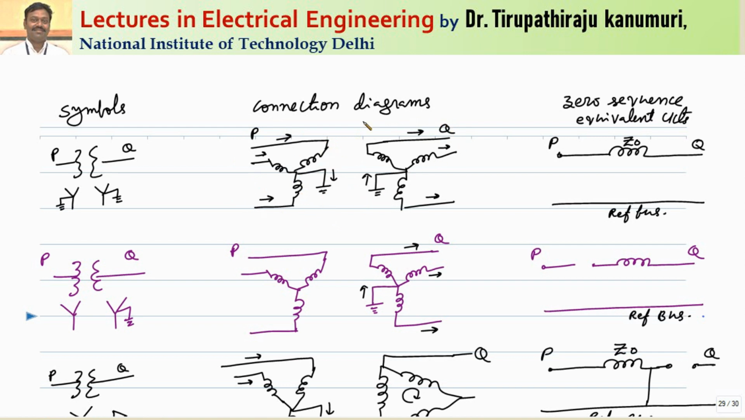Otherwise, whatever is the zero sequence component of current supplied by the secondary of the transformer, that cannot be supplied by your primary. So in this case, as both are solidly grounded, you can see this is P, this is Q. In between there is an impedance Z0. So that means this zero sequence component of current is supplied from your supply. That means from P to Q, zero sequence component of current will pass.